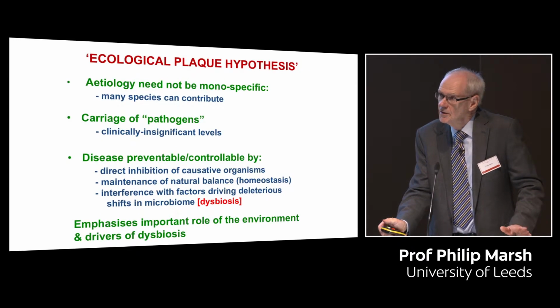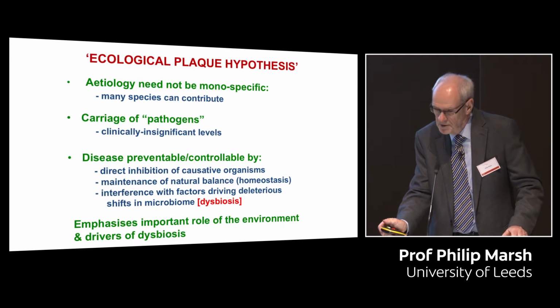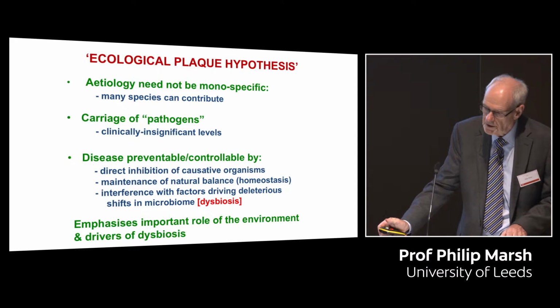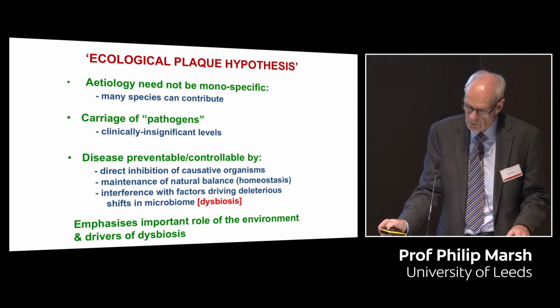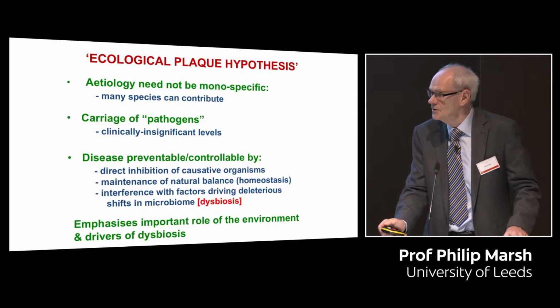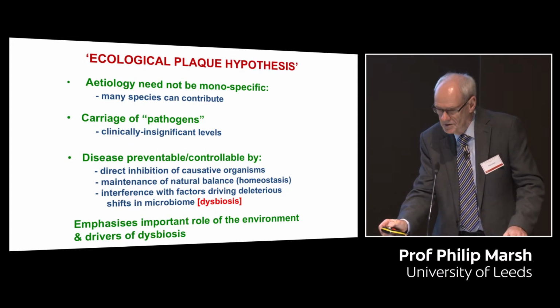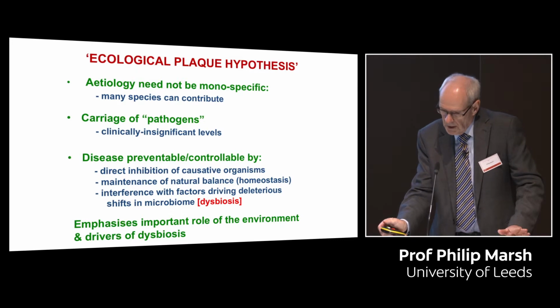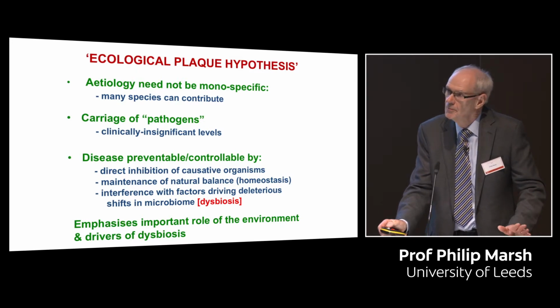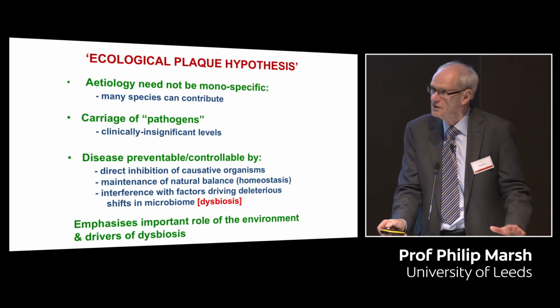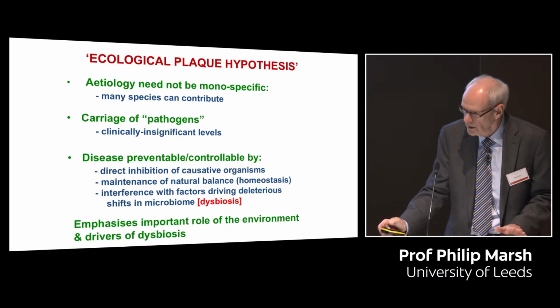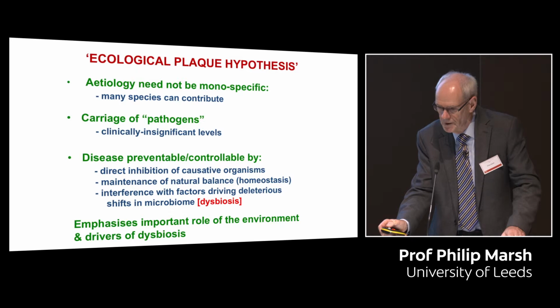Other features of the ecological plaque hypothesis was that the etiology need not be monospecific. Any species could contribute if you had relevant properties. You could also carry the so-called pathogens, but at clinically insignificant levels in health. And as I said, disease is preventable by not only inhibiting those organisms, but by maintaining the natural forces that keep the symbiotic relationship, and most importantly, by interfering with the factors that are driving dysbiosis. And it emphasized the important role of the environment as a driver of dysbiosis.